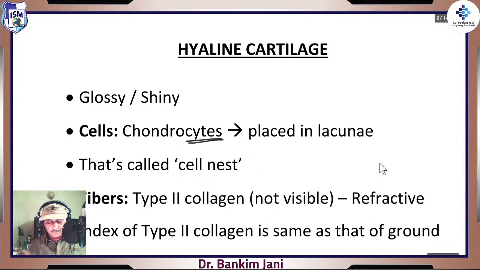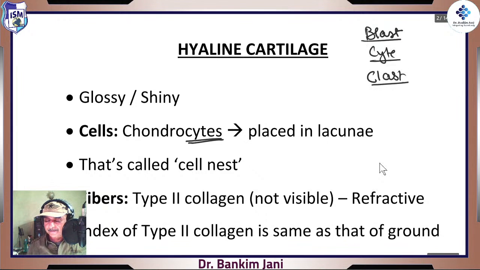And over here we'll see chondrocytes. Go back to those words. There was blast. Correct? There were clast. And there were cyte. Blast was not for destruction, right? It was for production. Always speak it like that. Blast is not for destruction, it is for production. Cyte was for maintenance. Okay.